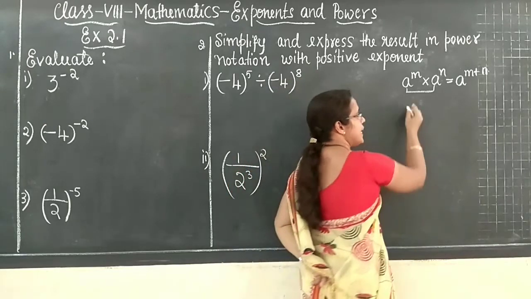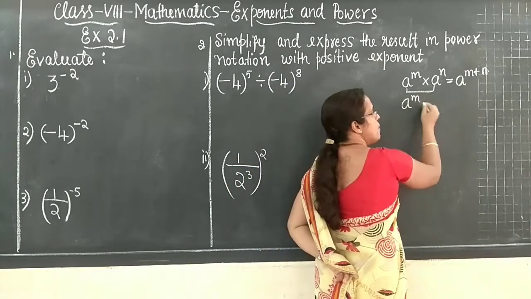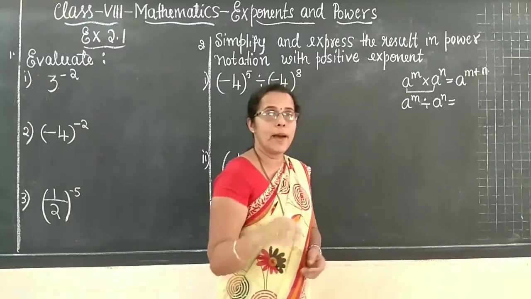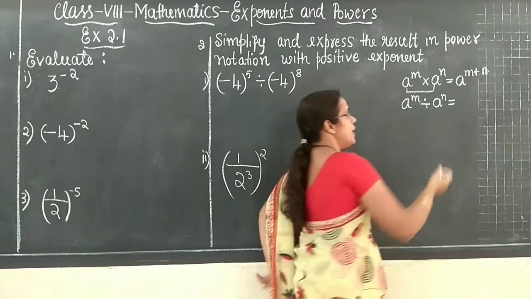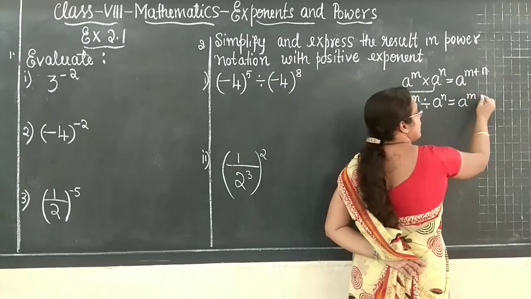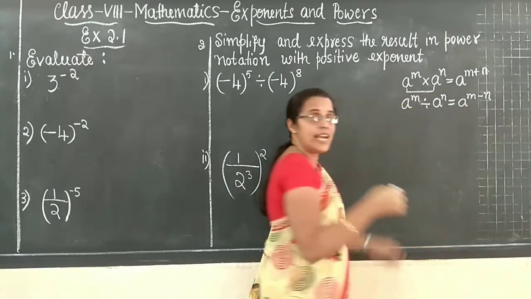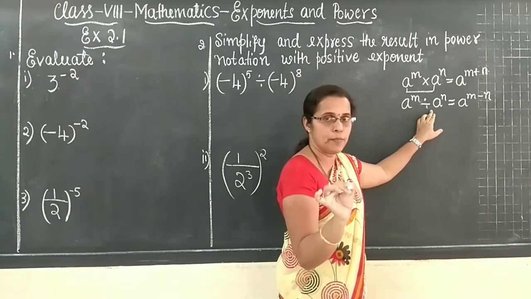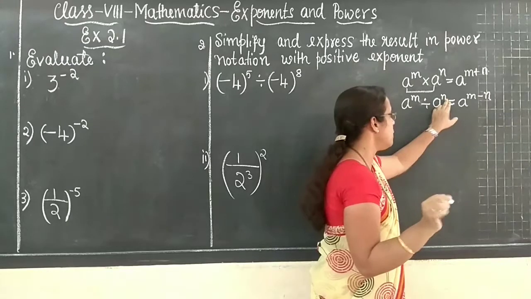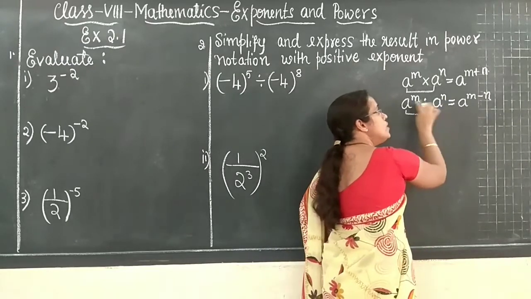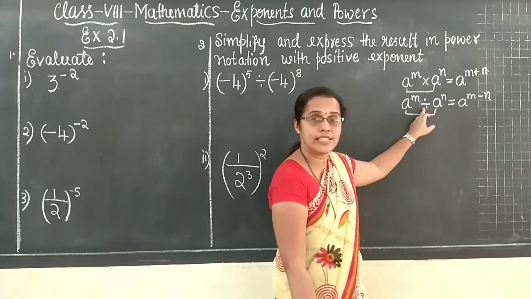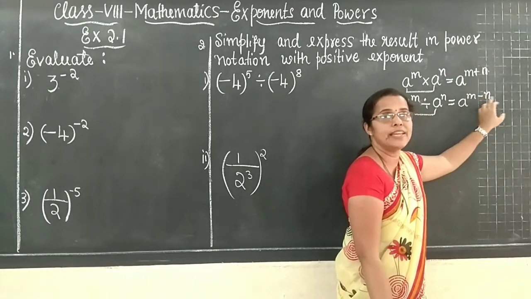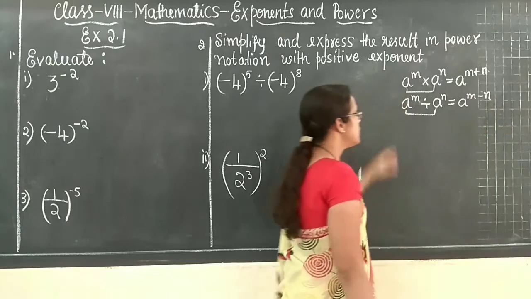So let us take the second case, a to the power m divided by a to the power n. A to the power m divided by a to the power n is equal to a to the power m minus n. So this case is different. What happens here? Bases are same, powers different, and the division sign is there, means powers you have to subtract, m minus n. Okay, so this is second law.